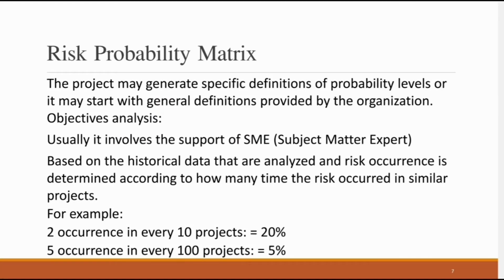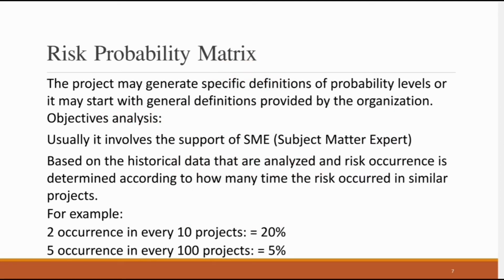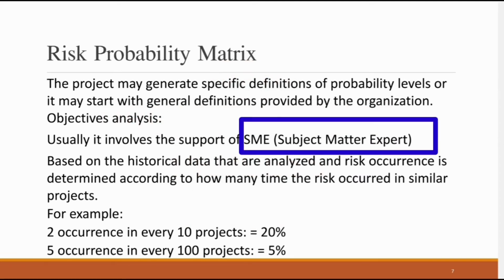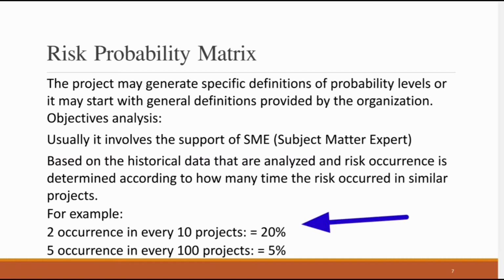The risk probability matrix can be tailor-made to a specific project, or we can use the organization process assets in order to know what is included within the organization framework as a probability matrix. Now, usually it involves the support of the subject matter experts, SMEs. And also we can base it on historical information that is analyzed, and risk occurrence is determined according to the likelihood of the risk to happen, how many times it occurred in similar projects. For example, we might say that if it happened 2 occurrences in every 10 projects, that's 20%. If it's 5 occurrences in every 100 projects, that's 5%.